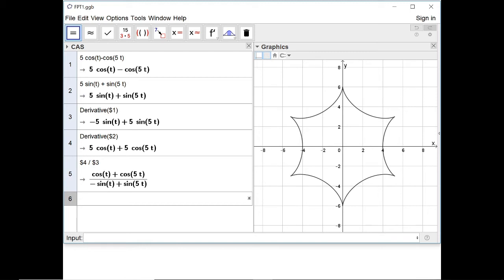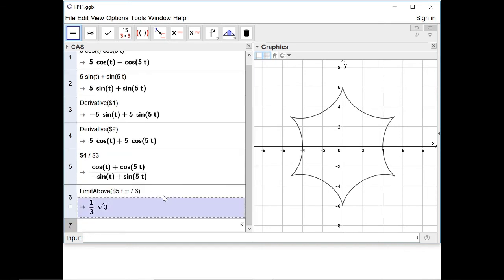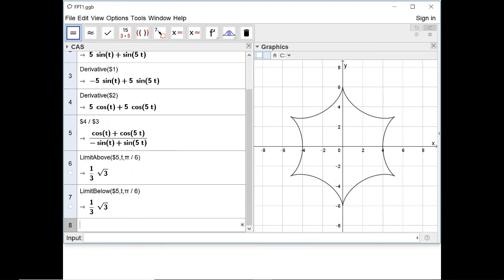Now we need to show what the derivative is doing as we approach these values. So I want to know the limit from above as t approaches pi by 6 of the derivative, which is expression 5. So expression 5, t pi by 6, and that gives me 1/3 root 3. And now I need to see if that's the same as the limit as I approach from below for my derivative, t is pi by 6. And I get the same. I get 1/3 root 3 again. So that's telling me that this point is in fact just here.